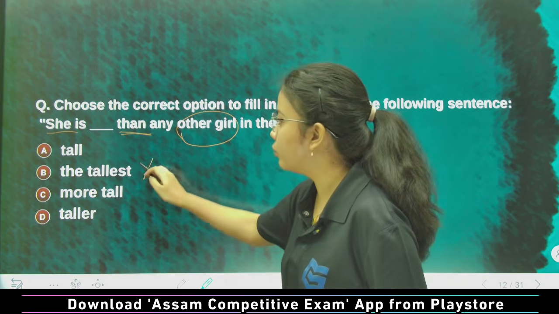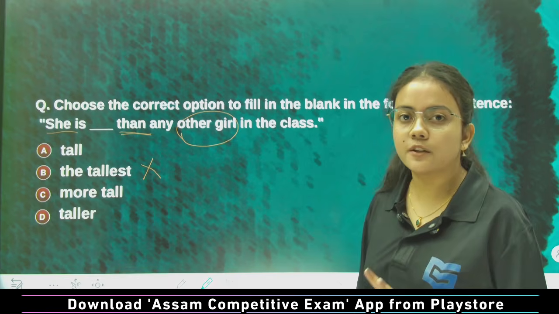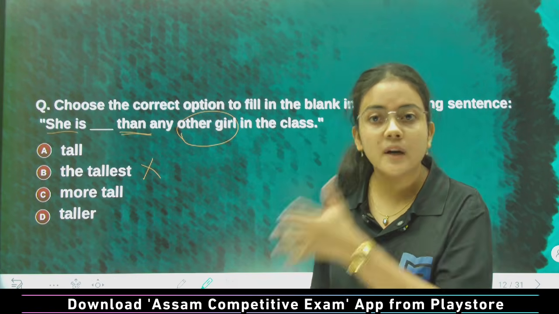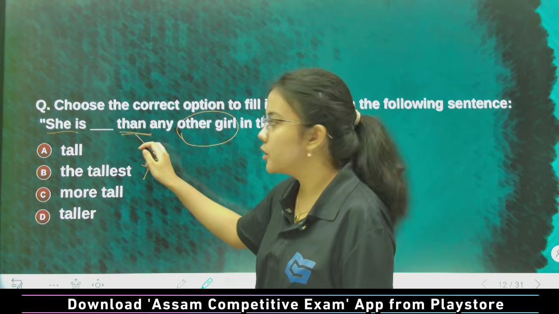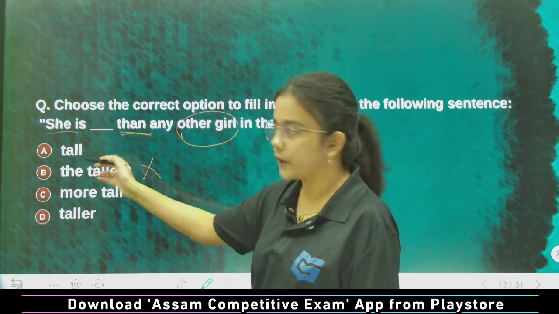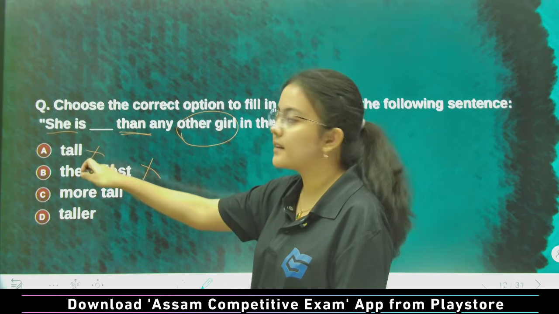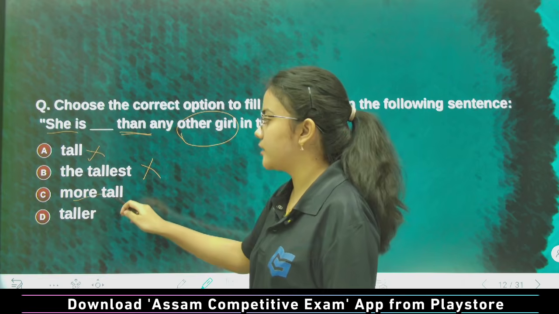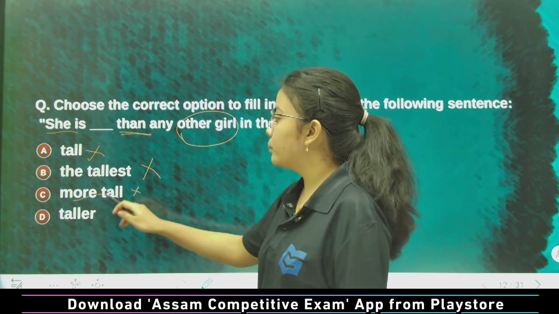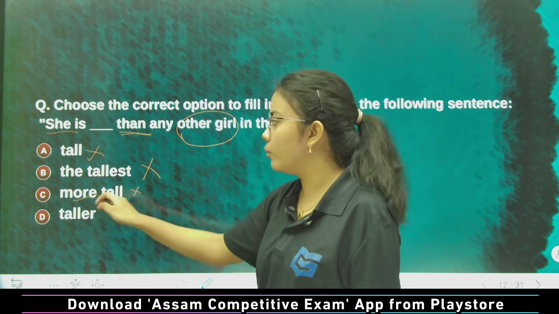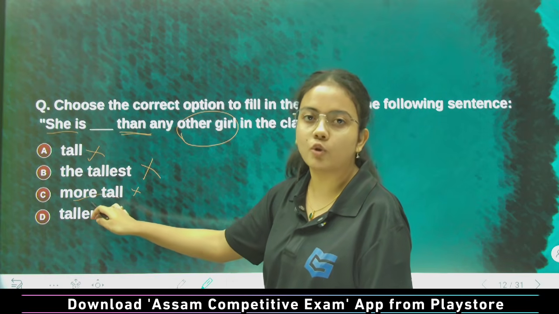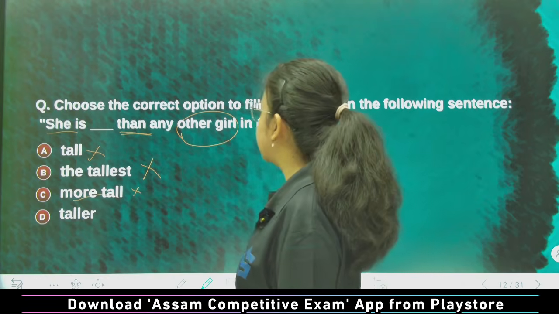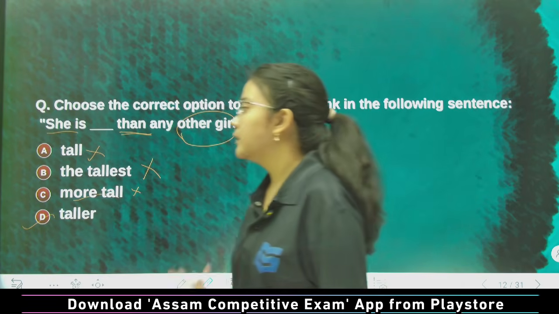So tallest is wrong. Tallest is the superlative degree, like tall, taller, tallest, small, smaller, smallest. So "than" is never used with the superlative degree. Tall is clearly wrong because tall does not imply any comparison, it is simply giving the word. "More tall" is never correct, since the word already has a comparative degree form, we don't use "more" with tall, right? We use taller. So she is taller than any other girl in the class. So D is the correct answer.